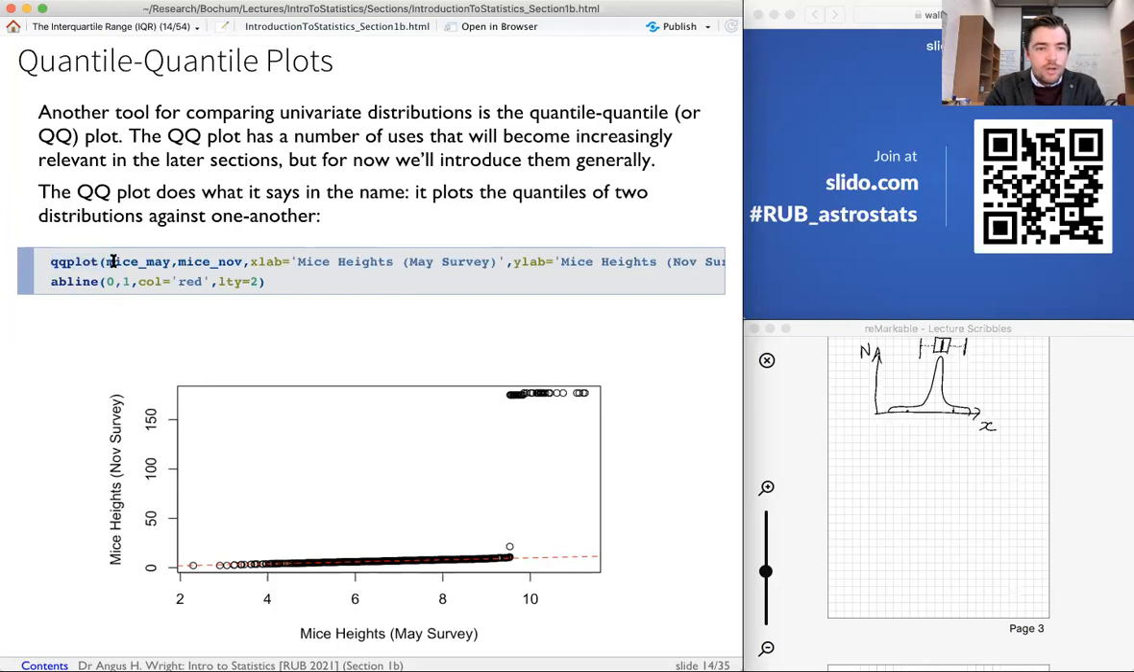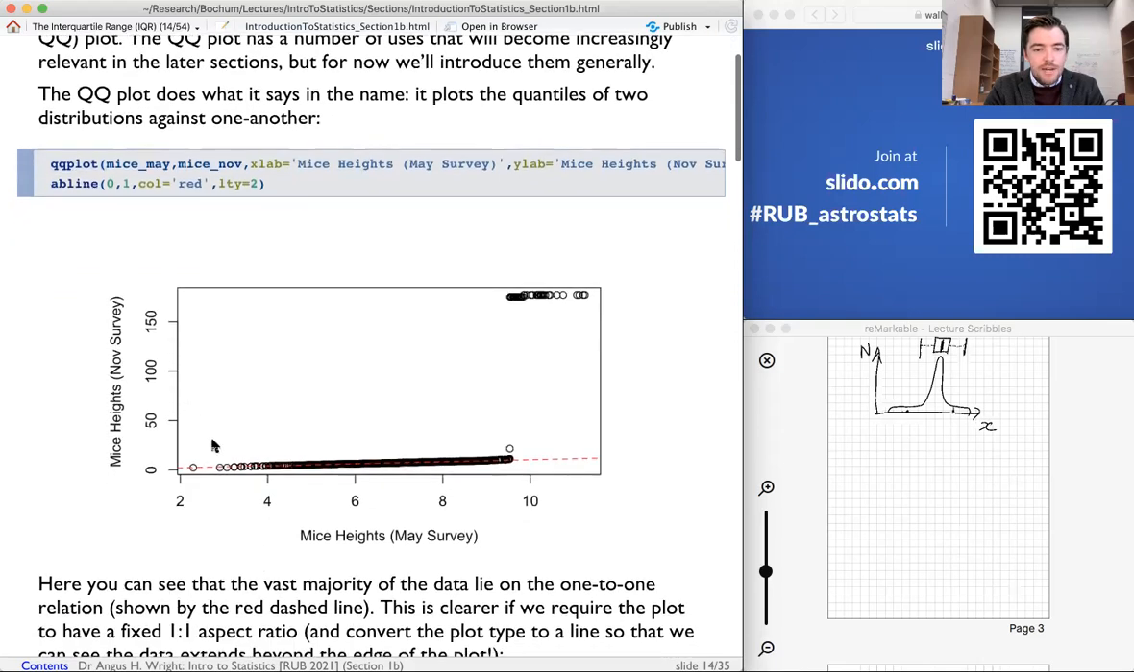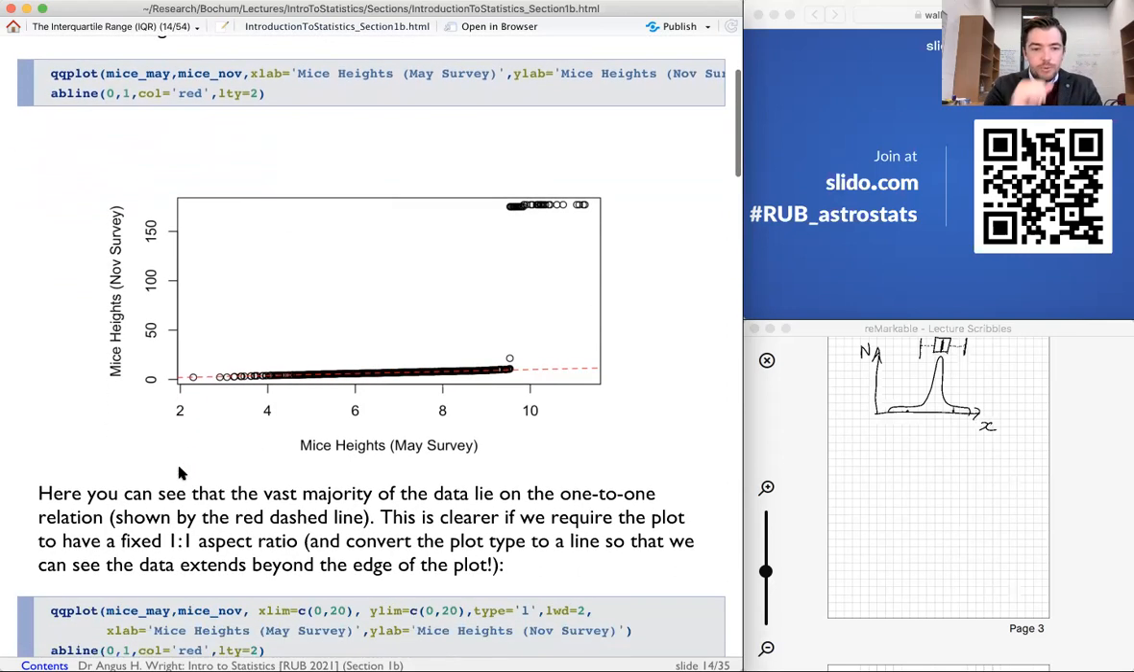So again, we can just use base R now to plot the QQ plot. And we can look at the QQ plot of our May survey and our November survey. And what we find is that you see a huge scattering of the data points down here. And then all of a sudden, the November survey jumps to very large heights, and these are our catastrophic outliers. Now, this isn't really easy to understand because the majority of the data have been squashed down the bottom. And so what we can do is focus ourselves on the 1-to-1 region, which is what this red line is showing.